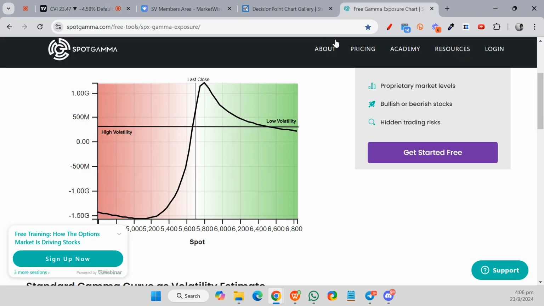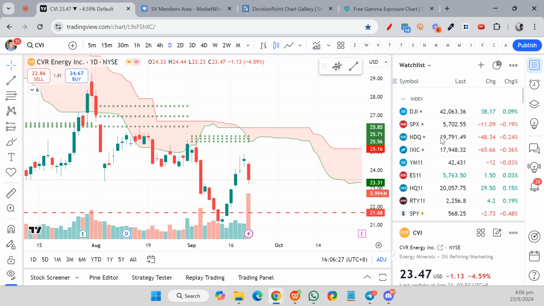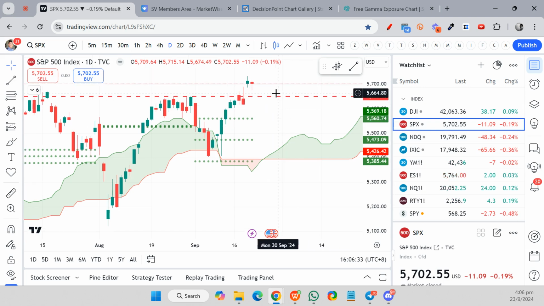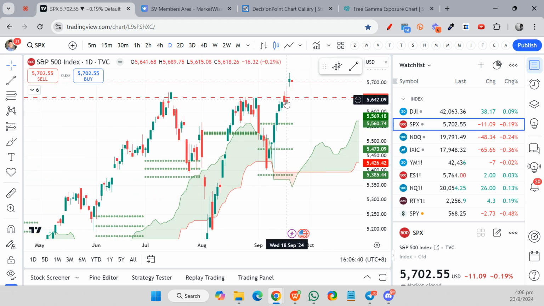You can see from the zero gamma level from SpotGamma, the zero gamma level is at about 5,650. You can see that the last close is about 5,007. So you can see over there the S&P 500, the last closing price of the cash index is about 5,007. So 5,650 is here, the zero gamma level. So once again, we are about there.